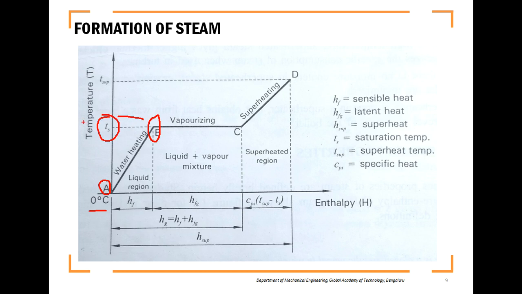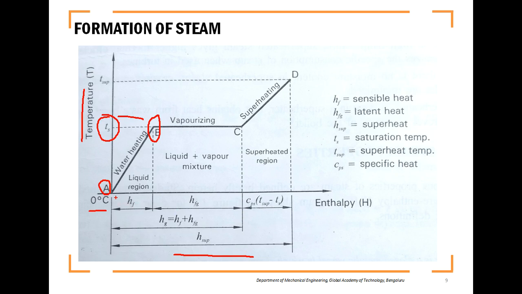This is the temperature versus enthalpy diagram. In the y-axis you have temperature, in the x-axis you will have enthalpy. I'll come to enthalpy when I explain the properties of steam. Enthalpy is nothing but the internal energy, or the heat that is required to raise the temperature of the water. As of now, just understand that the heat required to raise the temperature of the water is called enthalpy.